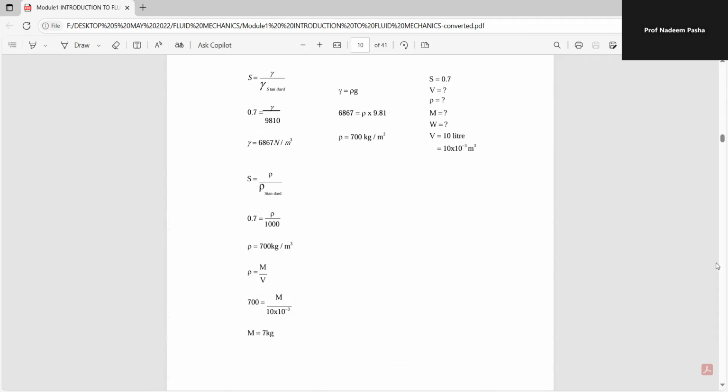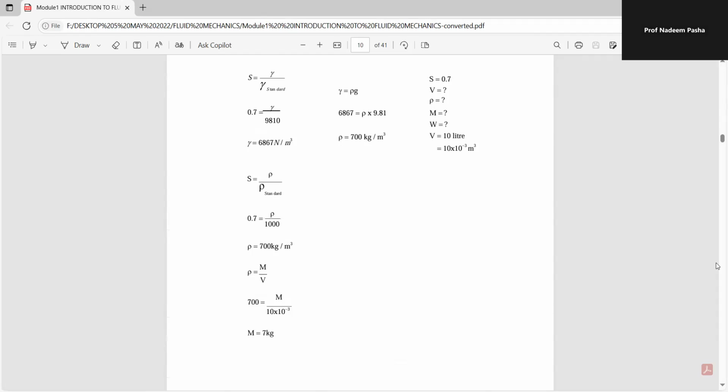So your gamma is equal to rho g. In place of gamma, you can substitute 6867. Rho into g, where g is 9.81. So rho comes out to be 700 kg per meter cube. Now you have got the values of density as well as specific weight. That is, density is equal to 700 kg per meter cube and gamma is equal to 6867 Newton per meter cube.